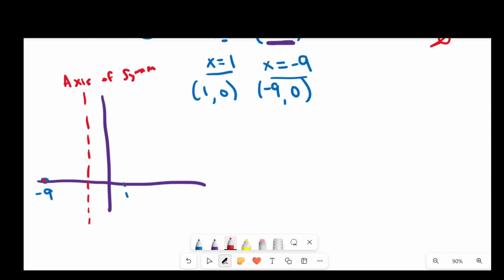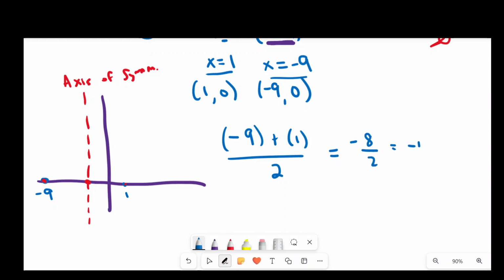So if I can figure out what number is exactly halfway between negative 9 and 1, I'll know where the axis of symmetry is. So we can do that using the midpoint formula, which is also just finding the average of two numbers. So my roots are 1 and negative 9, or negative 9 and 1. And so if I add them together and divide by 2, I get negative 8 over 2. So I get negative 4. So that means that the axis of symmetry is the equation x equals negative 4.